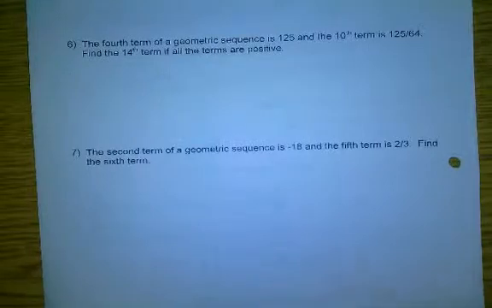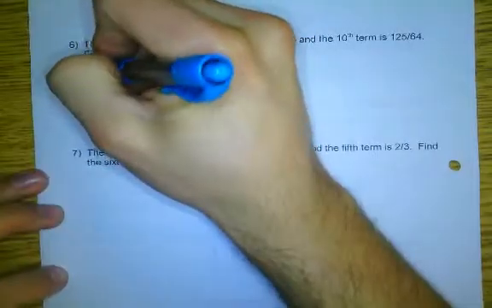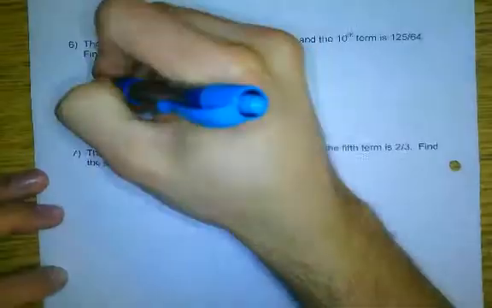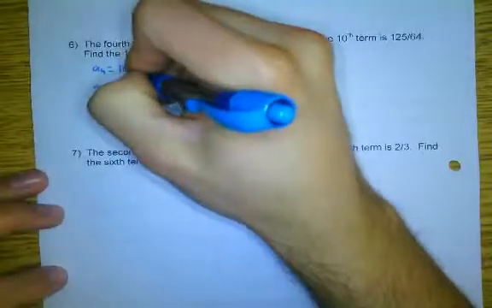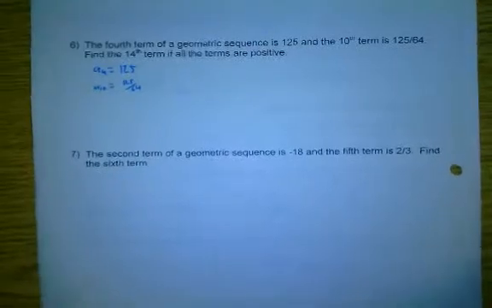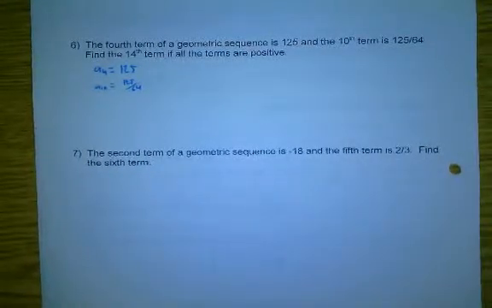Okay. Number 6 changes things a little bit. You are told that the fourth term, so in this case A sub 4, is 125. And you are told that the 10th term, A sub 10, is 125 over 64. They want you to find the 14th term if all the terms are positive. Any suggestions of what I can do here? Because I need to find the rate. Do you guys agree? So if I can find the rate, I'm able to find out the 14th term.